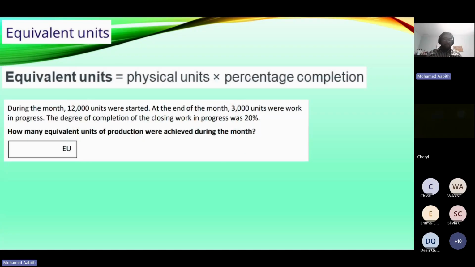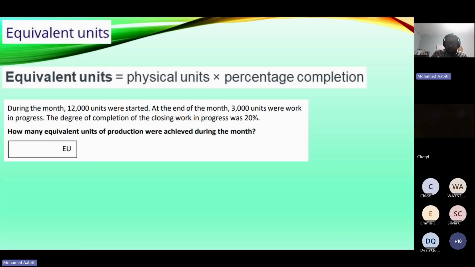Let's see this illustration. For example, in this question, during the month, 12,000 units were started. At the end of the month, 3,000 units were work in progress. The degree of completion for the closing work in progress was 20%. So that means 3,000 units were only 20% completed. Not necessarily we have to complete everything, because sometimes you just don't have time to do them. So what we do, we will finish them off and then we'll count how many equivalent units there are.